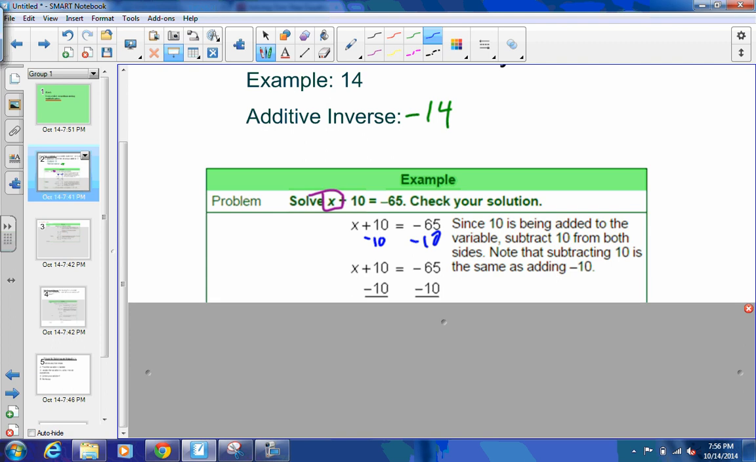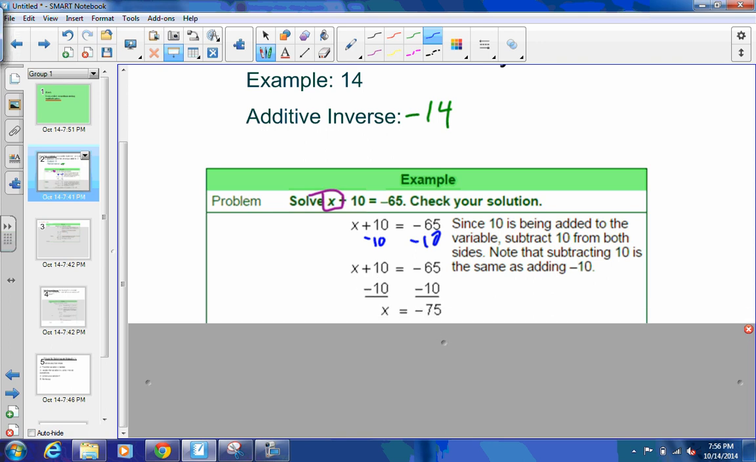Right? So here's the work. When you subtract 10 from the left side, that gets rid of everything. That's the additive inverse. 10 minus 10 gets you to 0 on the left side, so you're just left with that x. And negative 65 minus 10 gets you to negative 75. So again, they're both negatives. It's going farther into the negatives. It's like it's negative 65 degrees outside, and it's dropping 10 more. It's down to negative 75.